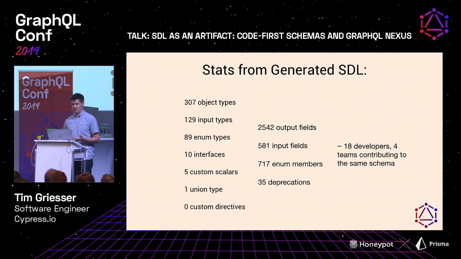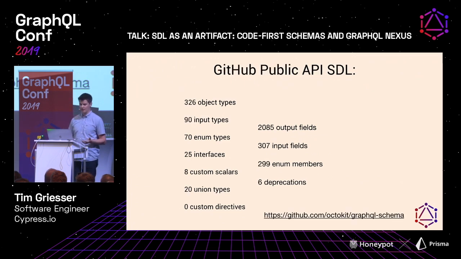And just for comparison, I recently pulled the GitHub public API, and I think it was about comparable in size and scope. So my takeaway there was that there's a lot of value in doing it this way.